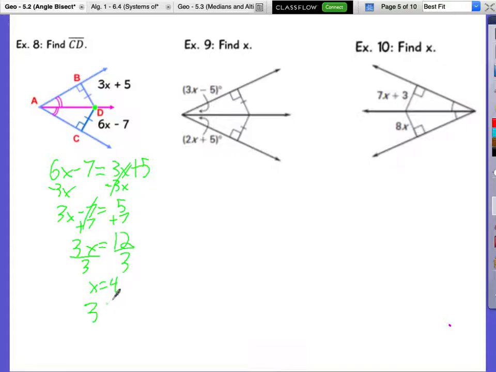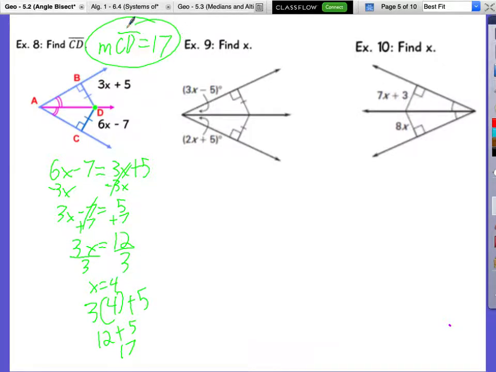So you can put it in the top one. What's 3 times 4? 12. And 12 plus 5 is 17. So what we would say here is that the measure of segment CD is equal to 17. And that would be our answer.